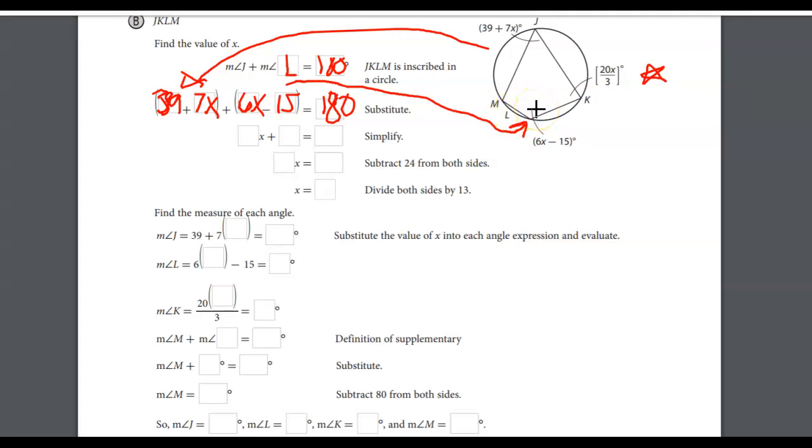Okay, now we got to simplify. So combine all of our like terms. I'm combining my x's first, putting them out front. I have a 7x and I have a 6x. That gives me 13x. Okay, and then I have 39 minus 15, because there's a minus sign right here, so that means that this is going to be minus, and that gives me 24. And if I were to add those bad boys up, they're still 180.